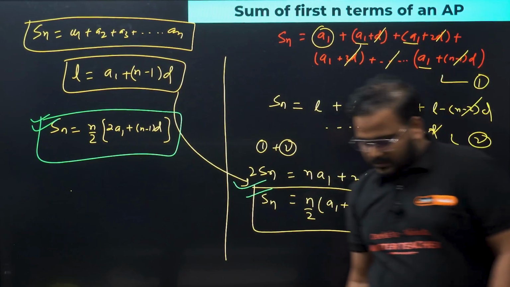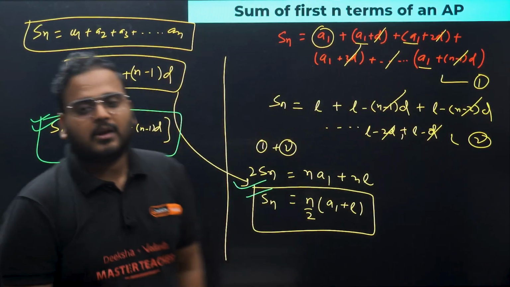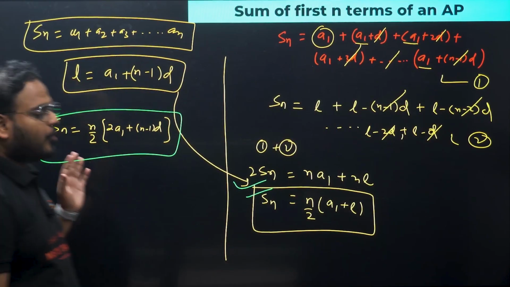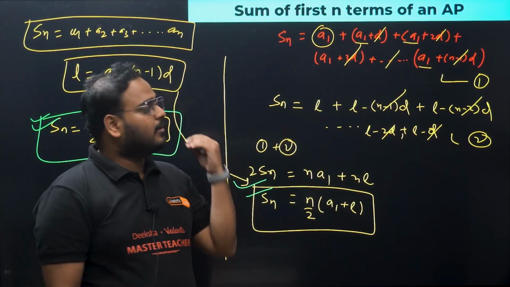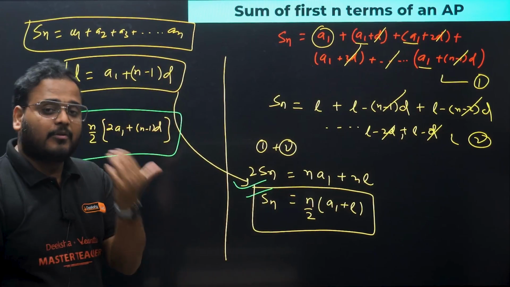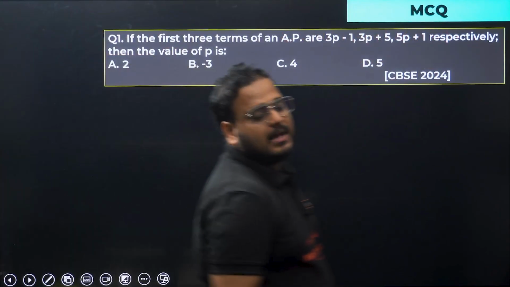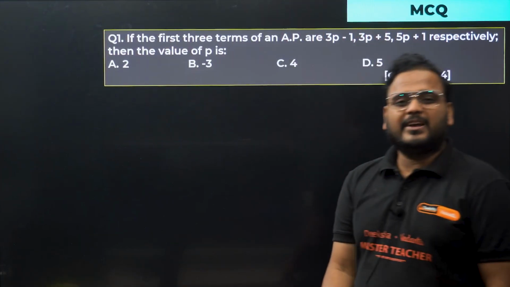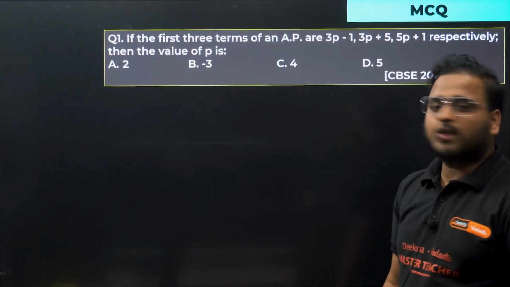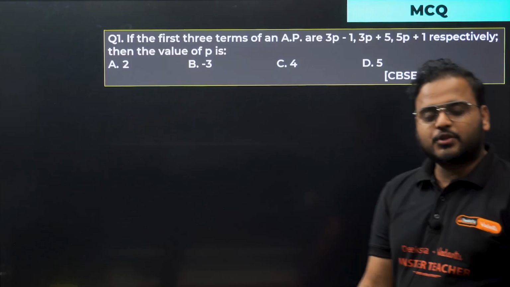Is this clear? Now let's start with the questions. I've covered all the concepts. We'll learn more about the chapter with the help of problems. Question number 1 is an MCQ. I think I've taken almost 10 odd MCQs. We'll solve all of them. Again, we have assertion reason also.